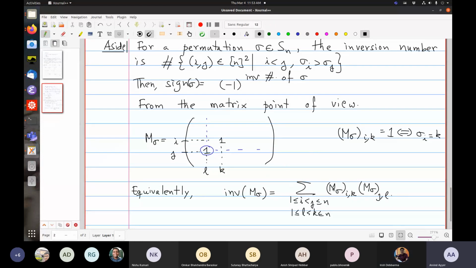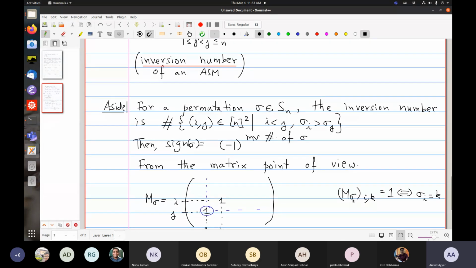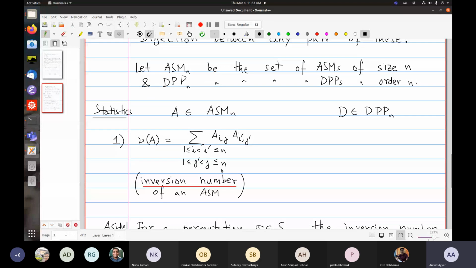So this inversion for a permutation from the matrix point of view can be written this way. This is a product now, and this will give a 1 if and only if both of these entries are 1. So the analog of this is the exact same formula, just written for an ASM now. What complicates life is that one could be a 1, one could be a -1, or both could be a -1, and that will change things a little.